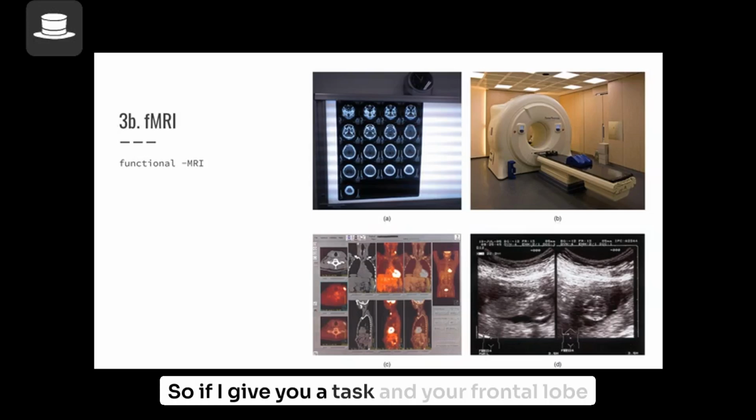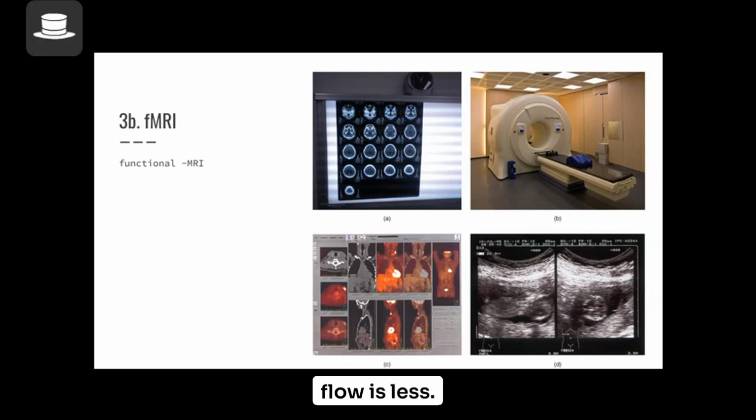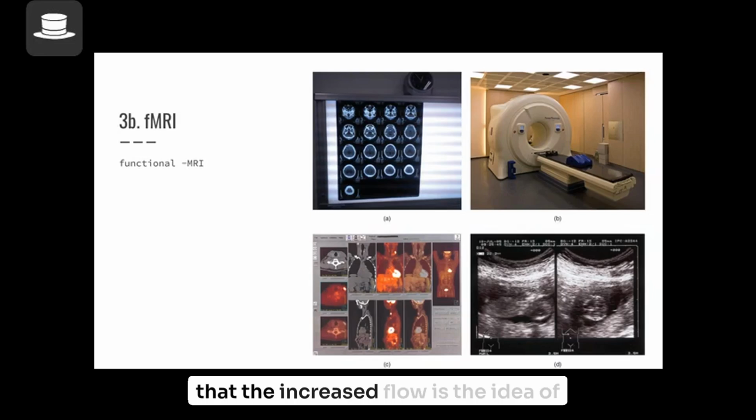So if I give you a task and your frontal lobe is more involved, and there is more blood flow to the frontal lobe, you can tie connections between specific parts of the frontal lobe and the task you're doing, and the relationship between them, when compared to other parts of the brain where the blood flow is less. And again, it's more than blood flow in the sense that increased blood flow is the idea of increased oxygen supply to the brain.